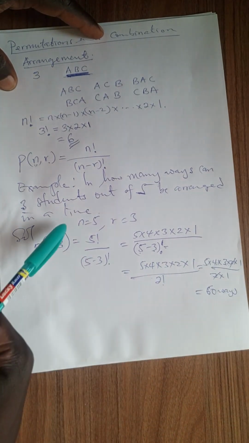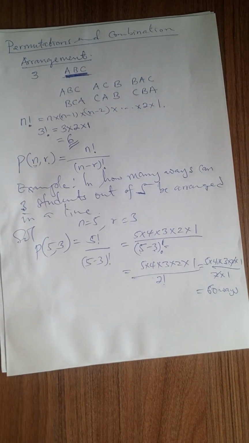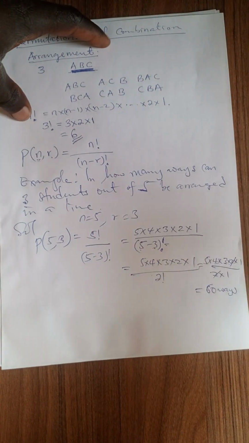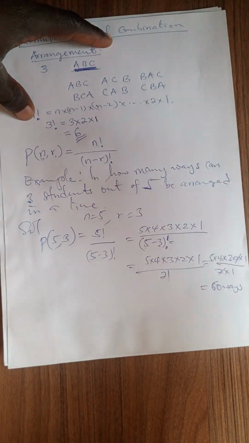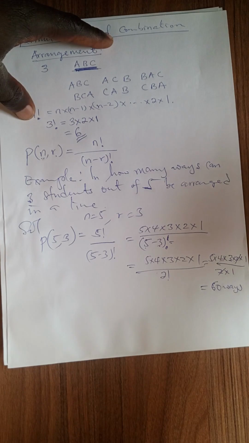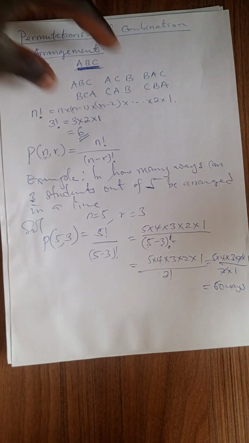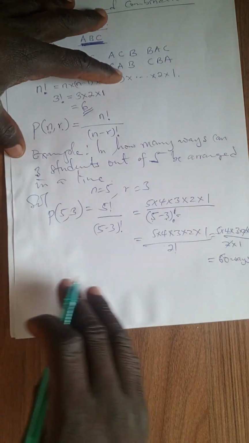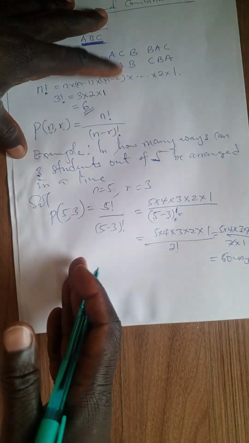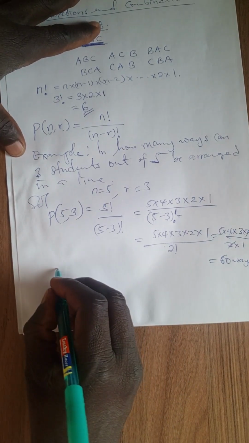of arranging 3 boys out of 5 boys. So if you have 5 boys, you can arrange picking 3, and you can arrange them in 60 ways. The number is big. An example we can give here is, let's say you are arranging 2 students.